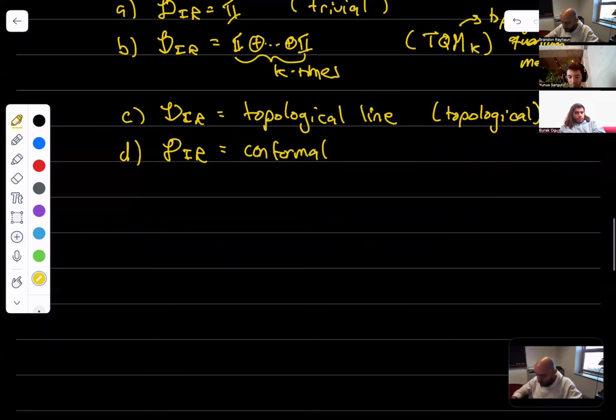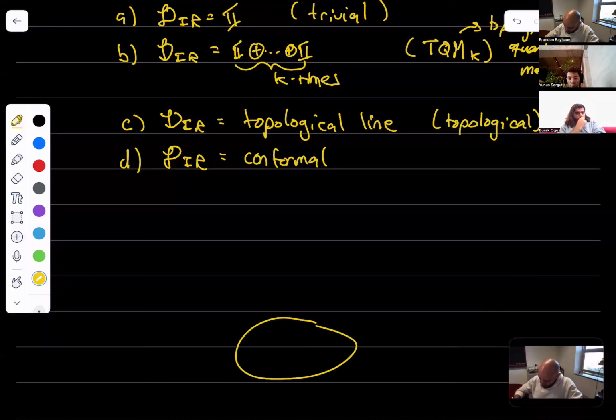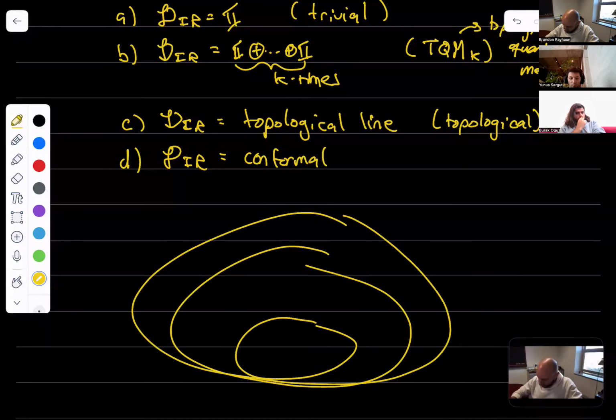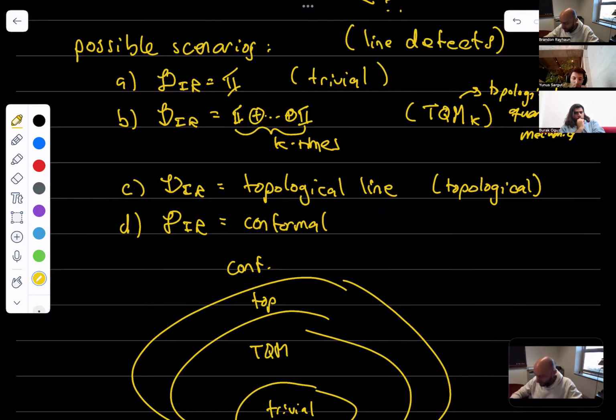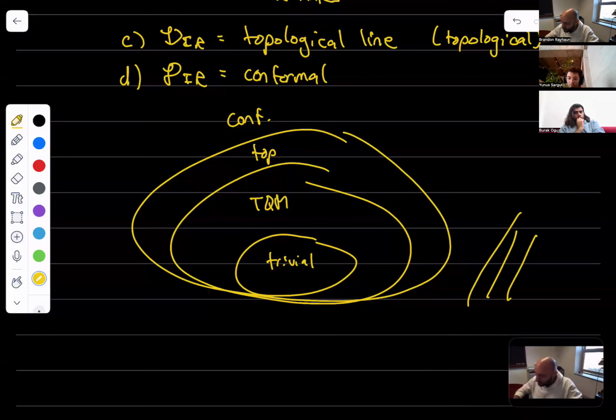Okay, so technically, you have a picture like this where each case includes the previous case as a special case. TQM, topological, conformal. But typically when I use these words, I'll mean, so for example, when I say a topological line, I'll mean a topological line that's not trivial nor is decoupled, let's say. But in any case, I just want to flag this.